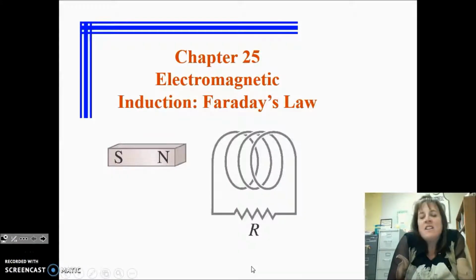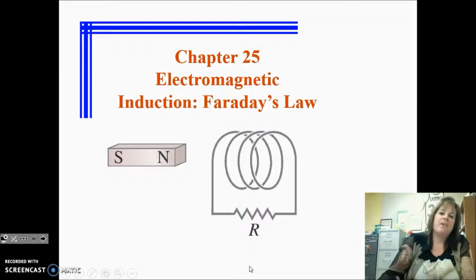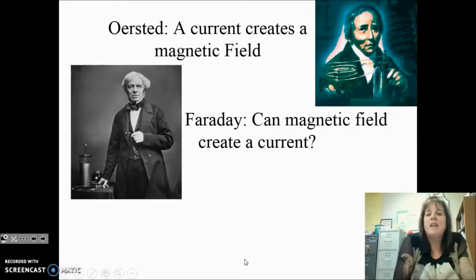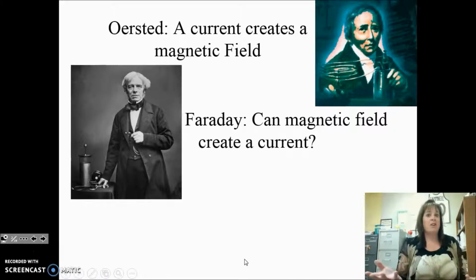Hey physics kids, in our last video on magnetism, we're going to talk about electromagnetic induction, or Faraday's law. So remember I've talked a bunch about Ørsted and how, through accident, he found out that running current through a wire creates a magnetic field. Well, Faraday wanted to know: if current creates a magnetic field, can a magnetic field create current?